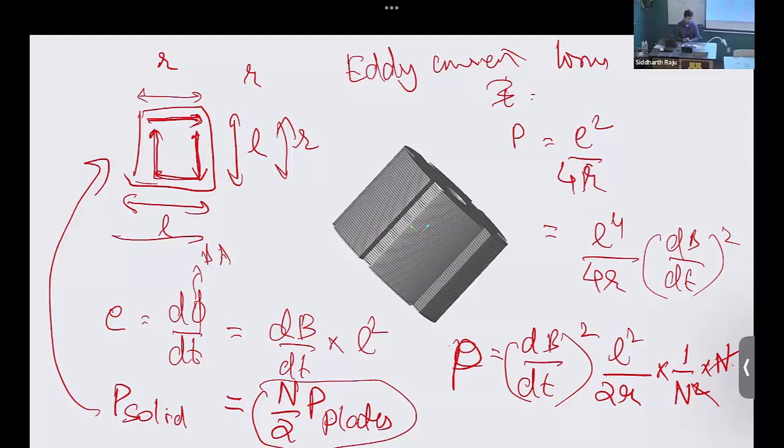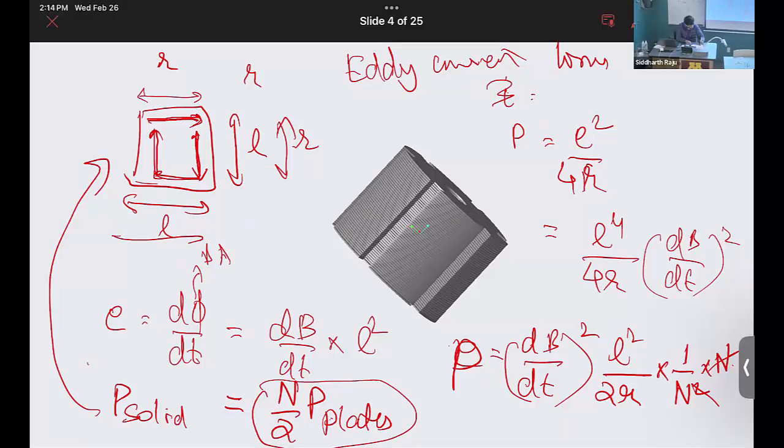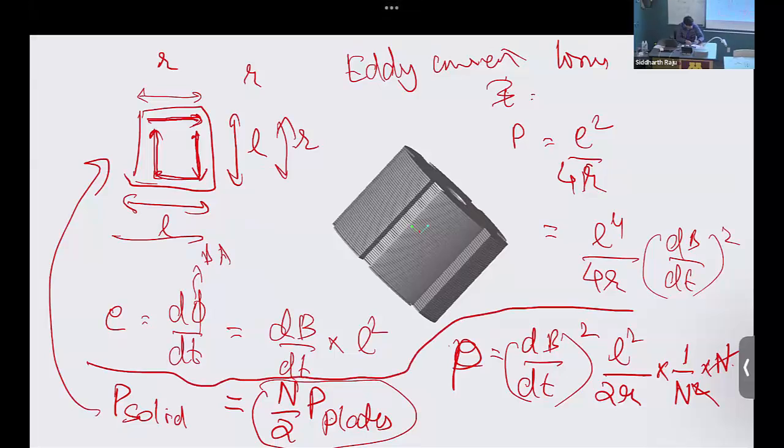So, okay, so then P plates equals the dB by dt squared L squared over R, that formula. So whatever I wrote here, this is all for solid, right?